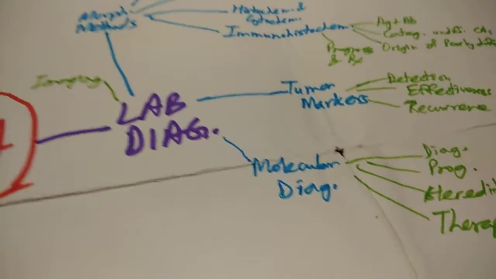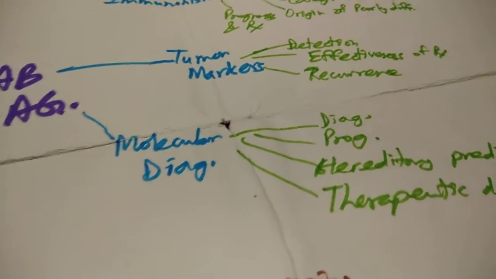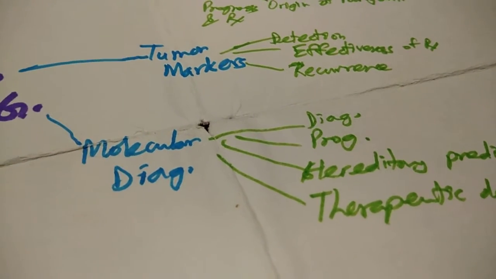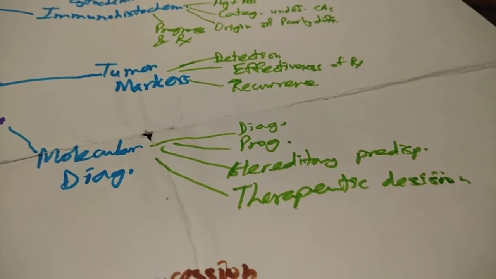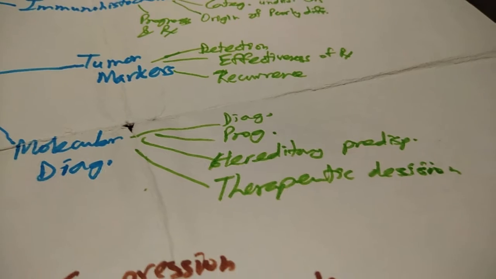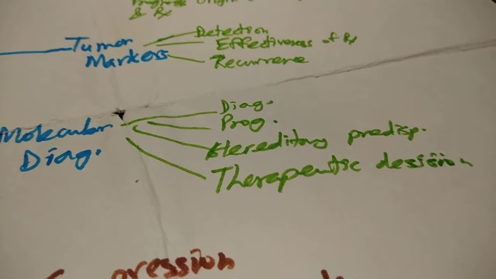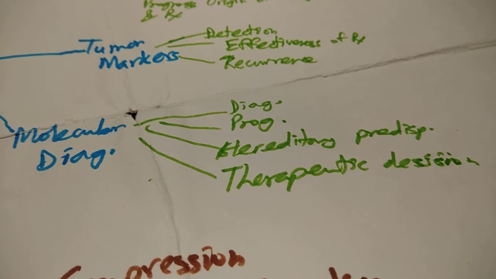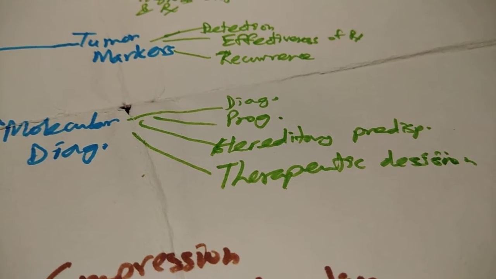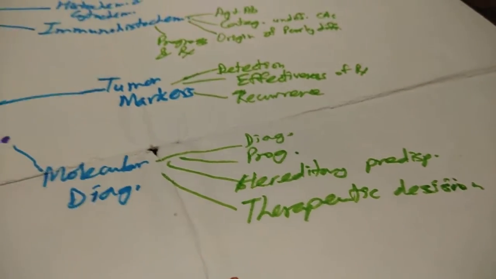Then another form of lab diagnosis is molecular diagnosis. It's used for diagnostic purposes, prognostic purposes, and you generally check for hereditary predisposition, and that's when you can make a therapeutic decision to see whether some patients can react well to certain drugs or certain procedures. Yeah, so that's when molecular diagnosis generally comes in handy.